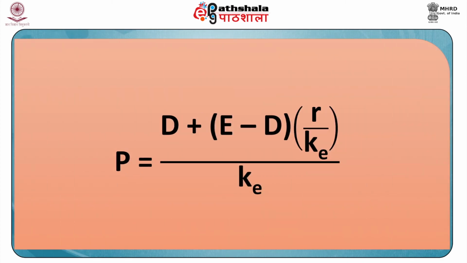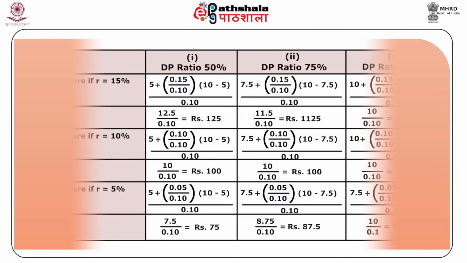Solution. We use the formula P is equal to (D plus (E minus D) R divided by KE) whole divided by KE, where P is equal to price of share, R is equal to rate of earning, KE is equal to rate of capitalization or cost of equity.